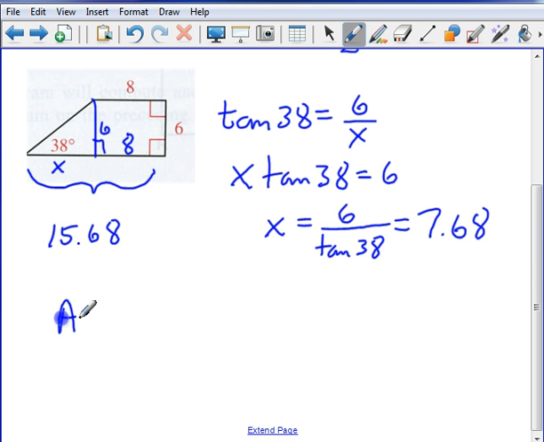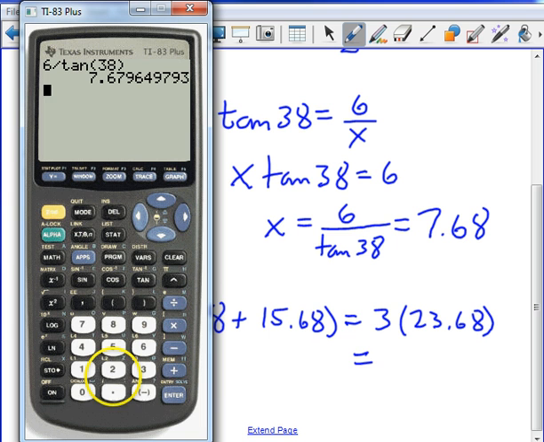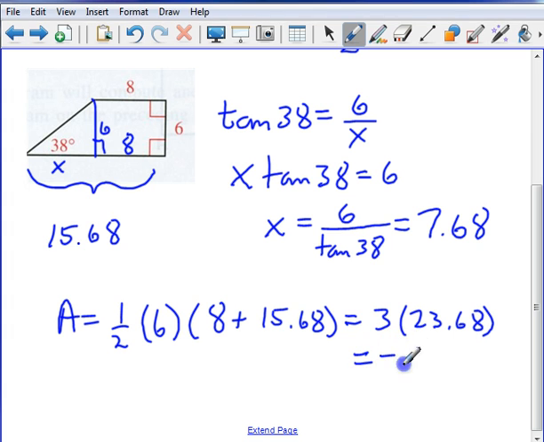So our area is 1/2 the height times 8 plus 15.68. Okay, 1/2 times 6 is 3. 8 plus 15.68 is 23.68. I'll bring my calculator back in, and we get 3 times 23.68, 71.04, so we'll just call that 71.